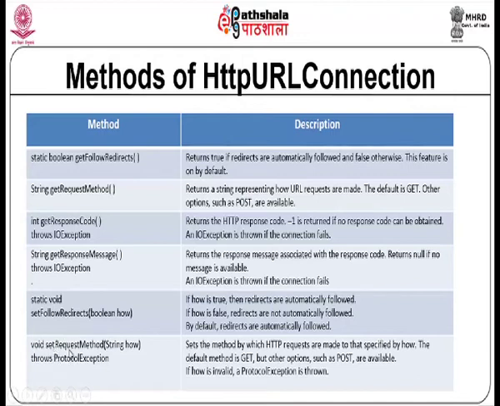And you can also set a request method using the method called setRequestMethod. This sets the method by which you make the HTTP request. Either it can be a GET method, or it can be a POST method. If the value provided is invalid, it throws an exception called ProtocolException. So, these are some of the methods implemented in the subclass of the URLConnection class called HttpURLConnection, which is useful when you want to make HTTP connections between systems.